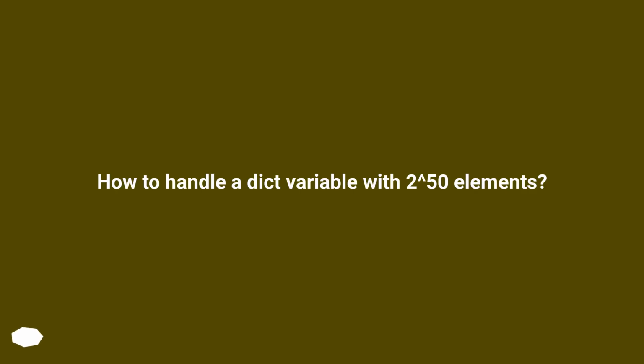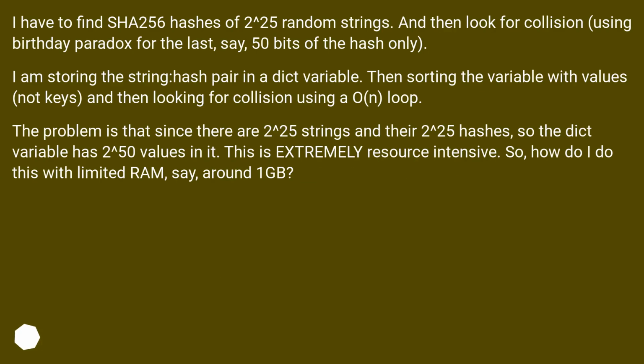How to handle a dict variable with 2 to the power of 50 elements. I have to find SHA-256 hashes of 2 to the power of 25 random strings, and then look for a collision using the birthday paradox for the last, say, 50 bits of the hash only. I am storing the string-hash pair in a dict variable, then sorting the variable by values, not keys, and then looking for a collision using an O(n) loop.